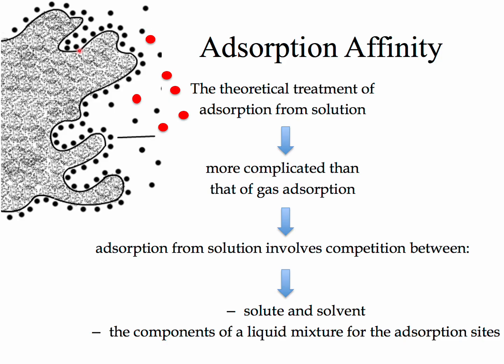If you look at the diagram, you can imagine that both solute and solvent, let's say the black circle here is the solute and the red circle here is the solvent molecules, are both trying to approach and occupy the surface. However, only those with stronger affinity towards the surface will be preferentially adsorbed. So the key to remember is that adsorption from solution is governed by competition interactions, making it more complex than gas adsorption, where only one type of molecule is involved.